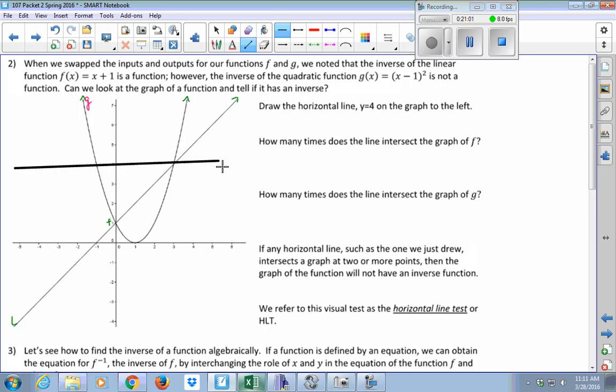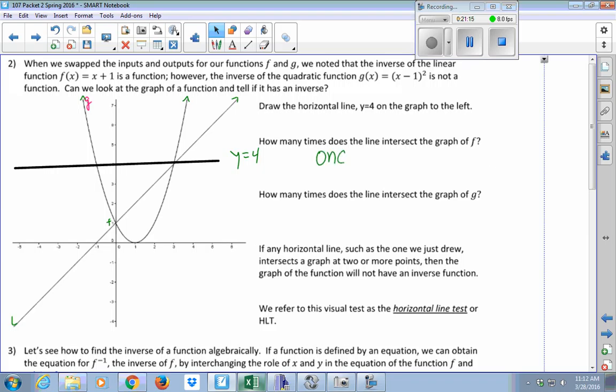So there's the line y equals 4. It's a horizontal line. And so now the question is, how many times does it intersect the graph of F, which is our straight line here? How many times does it intersect it? Once. And what's the point where it intersects it? Well, I know my y value has to be 4, so my x value must be 3, because 3 plus 1 is 4. Okay, so it intersects it once at 3, 4.